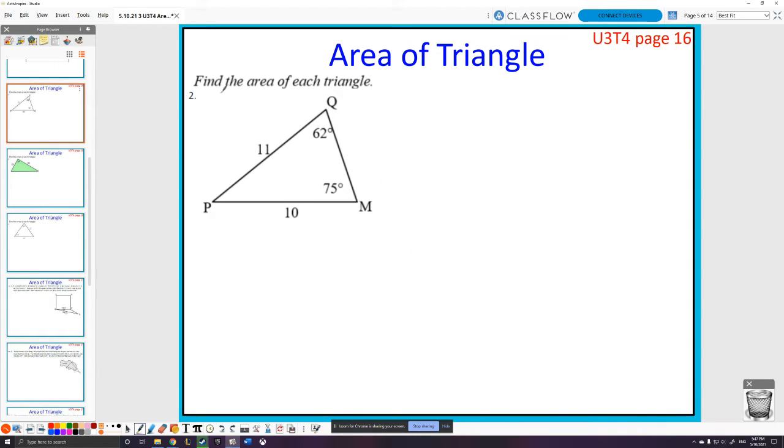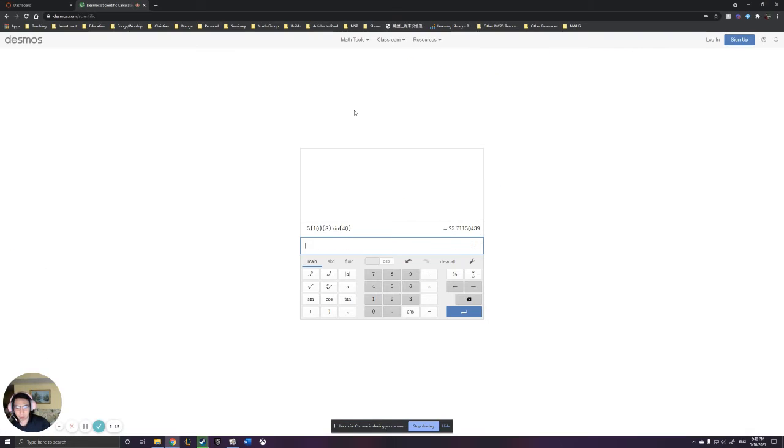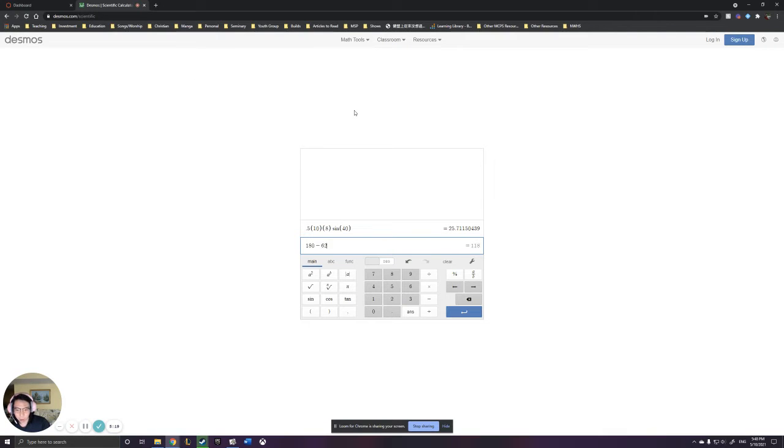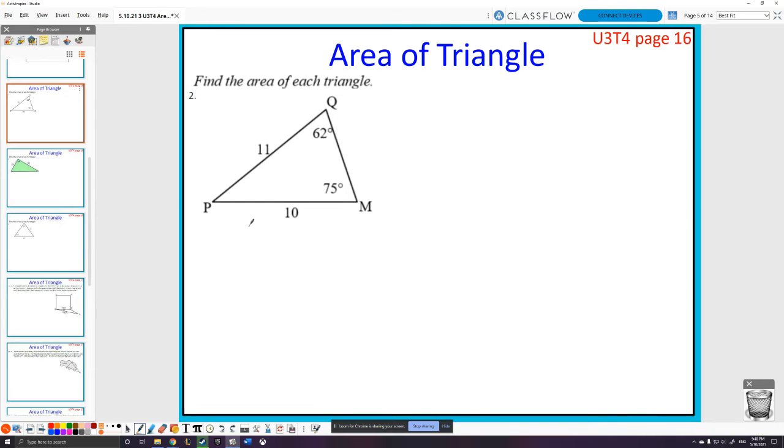All right. So again, we want to find the area of a triangle. You want to find two sides and the angle in between. In this case, I don't have that, but they do give us two other measurements of this triangle. So I'm going to do 180 minus 62 minus 75. So I do get 43 for my missing angle here.